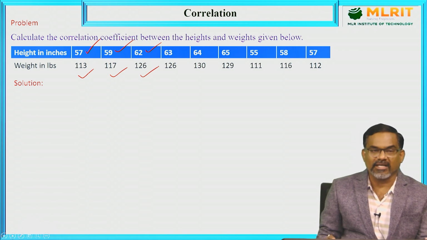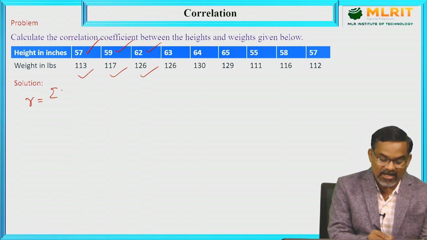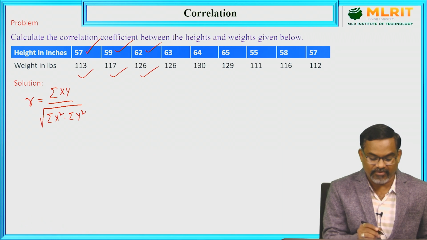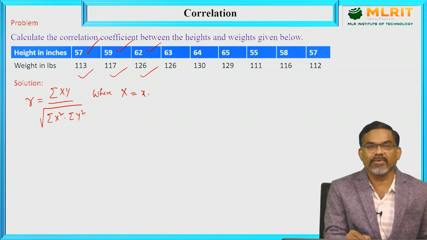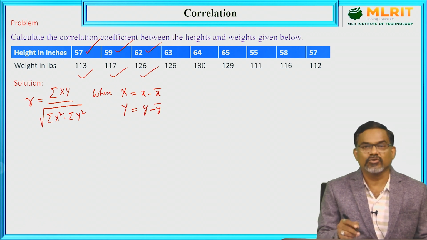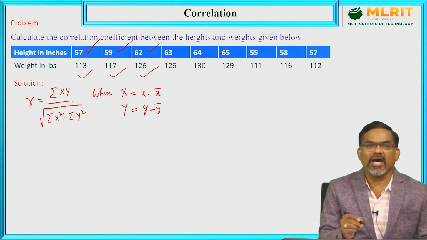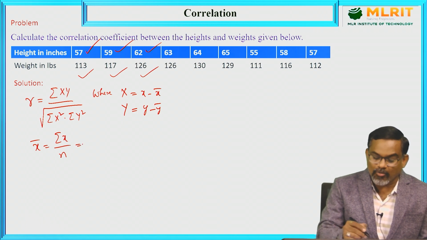Now we need to calculate R. What is the formula to find R? Sigma capital X into capital Y by square root of sigma x square into sigma y square, where capital X is x minus x bar, capital Y is y minus y bar. So to find capital X and capital Y, first we need to calculate x bar and y bar. So how to find x bar? Sum of all values of x by n. Total how many values are given?